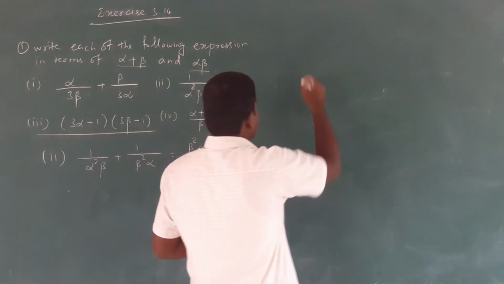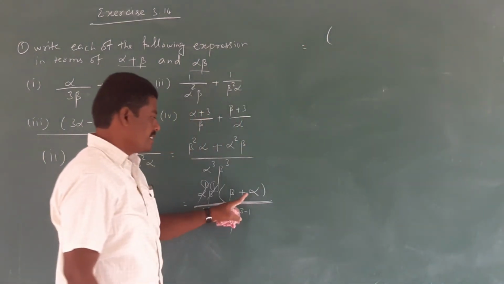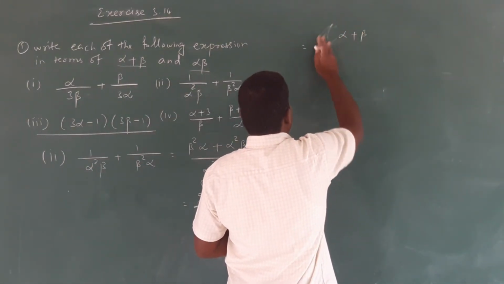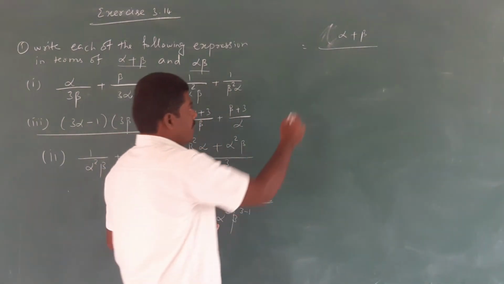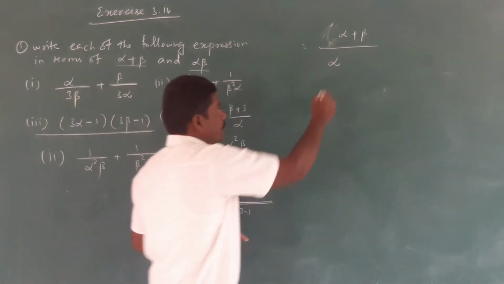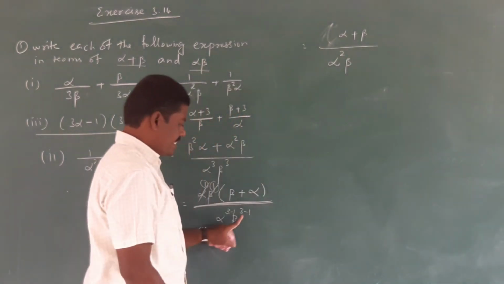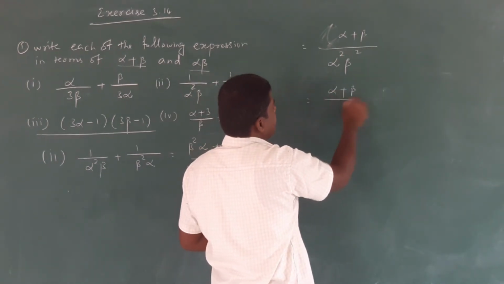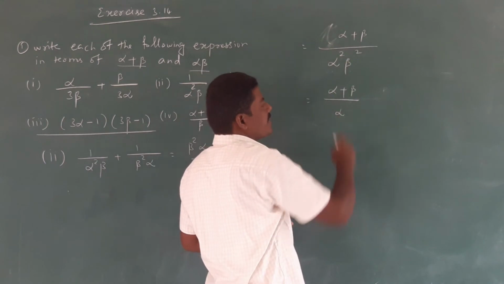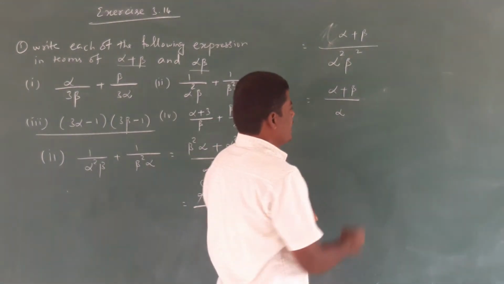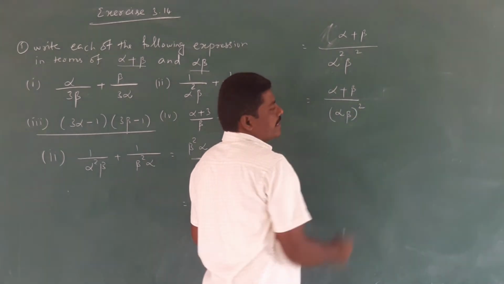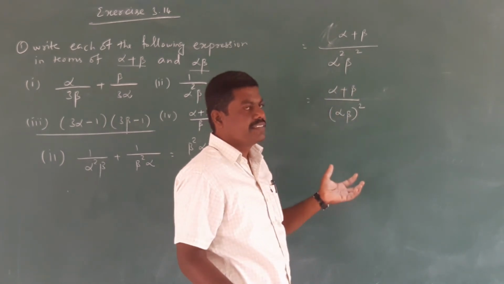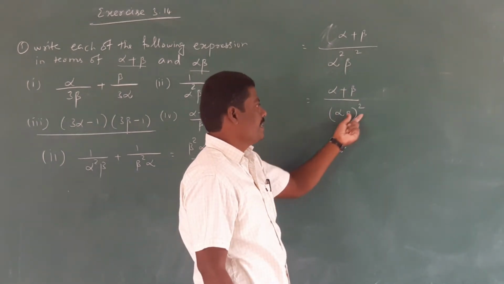So what's remaining? Beta plus alpha can be written as alpha plus beta. Alpha plus beta, name this bracket, divided by the denominator alpha cubed minus 1 2, beta cubed minus 1 2. So the numerator is alpha plus beta, divided by the denominator. Here alpha square beta square is there, so this can be written as alpha beta the whole square. Understand? Both the terms have square, so we can write simply the whole square: alpha beta the whole square.